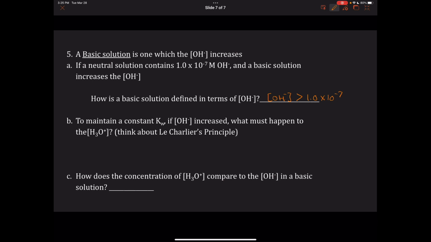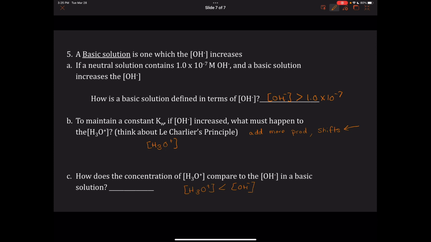Again, we're going to see an equilibrium shift. This time, we are again adding more product. We shift to remove that product, so we shift in the reverse, which uses up product, so we're going to find that hydronium goes down. So in a basic solution, the concentration of the hydronium will be less than the concentration of the hydroxide.